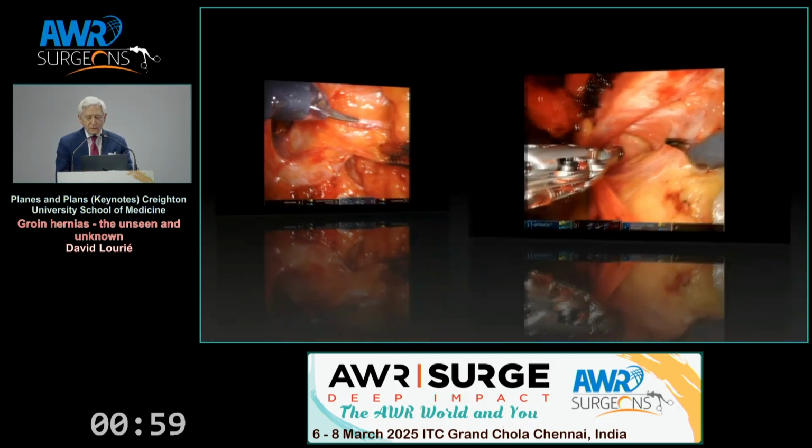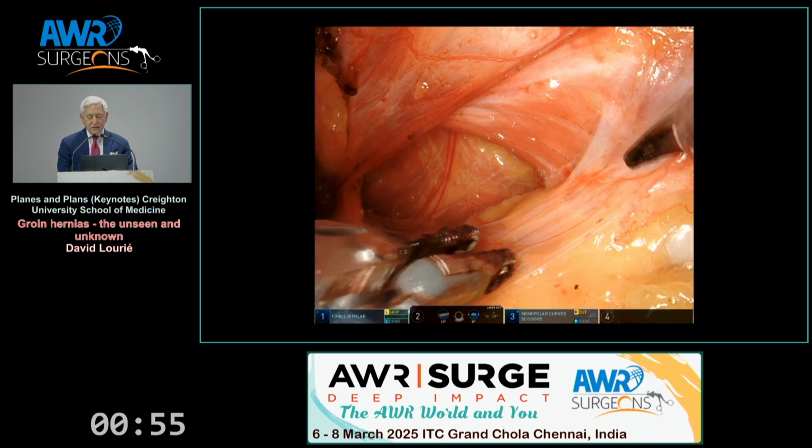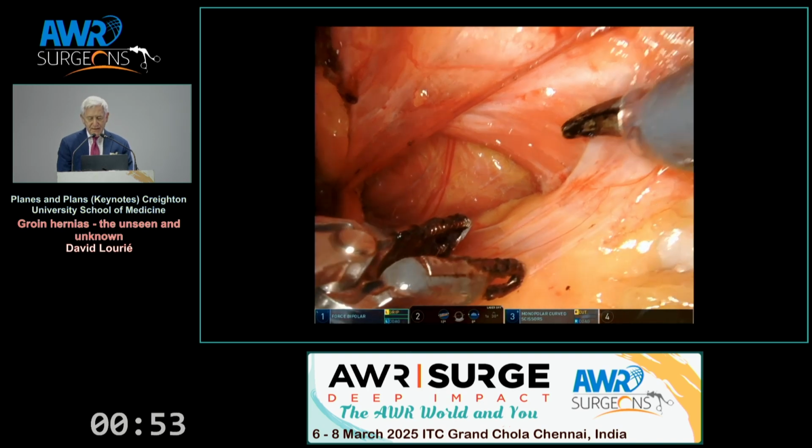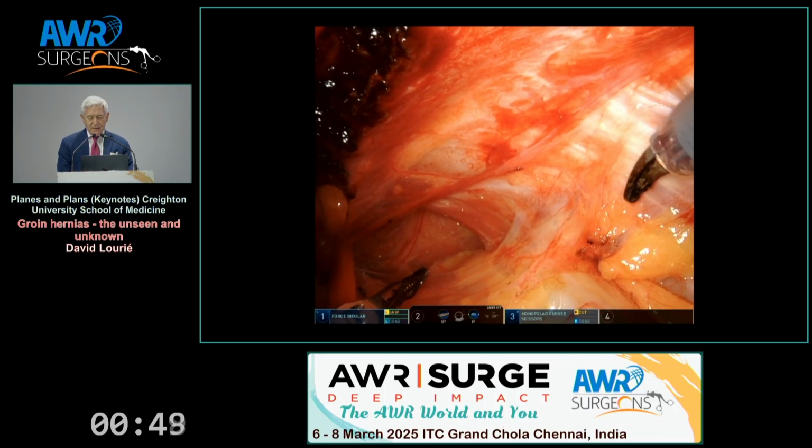Okay. Very quick, I'm wrapping it up. Here you can see transversalis sling. There's fat behind it. We're not going to go there. You can see where it inserts up high and down low a little bit.